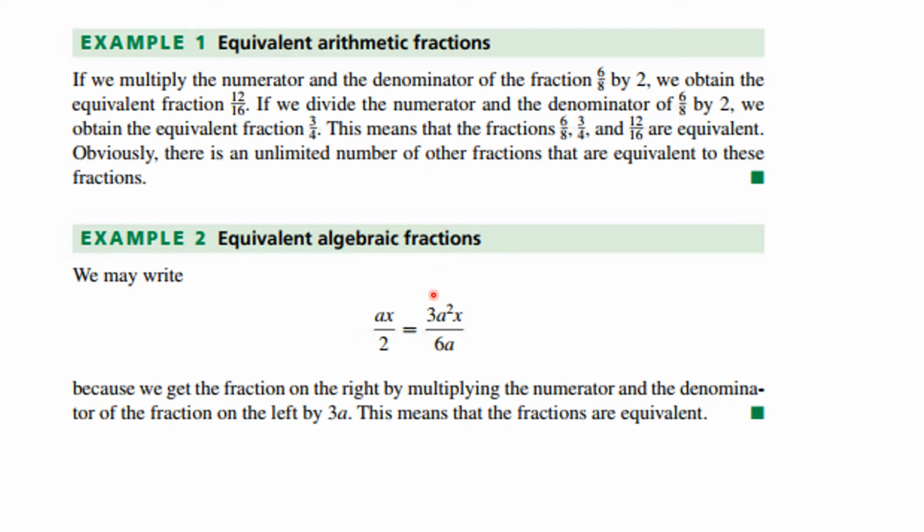We can also have equivalent algebraic fractions. Here we have 3 over 6. 3 over 6 is 1 over 2. 3 goes into 3 once, 3 goes into 6 twice. A squared over a is going to simplify to just a to the first power, and I have x. So this is an equivalent algebraic expression, and it is simpler.